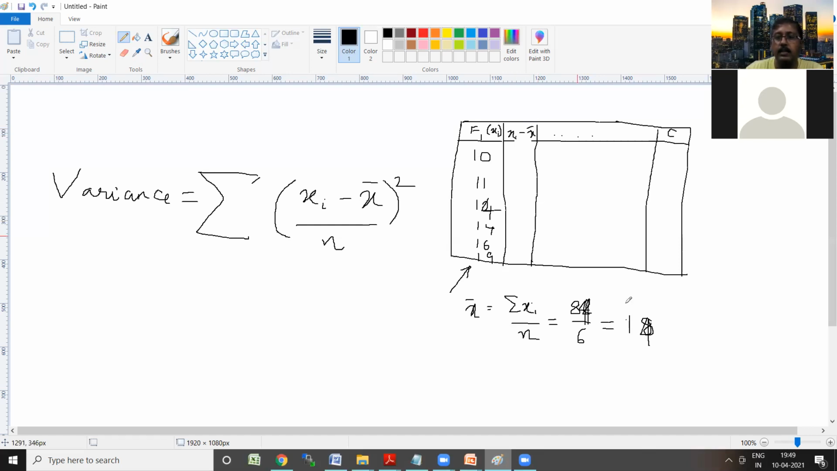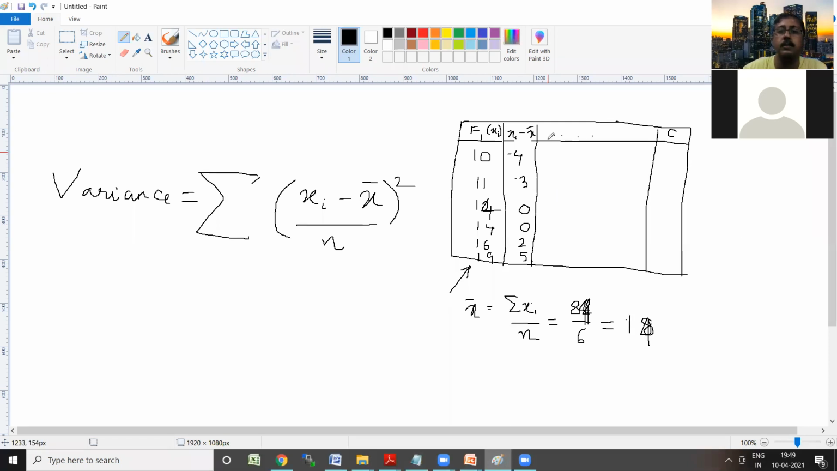So 10 minus 14 is minus 4. Then 11 minus 14 is minus 3. Then 14 minus 14 is 0. Another 14 minus 14 is 0. Then 16 minus 14 is 2. And 19 minus 14 is 5. Okay, then I do what?